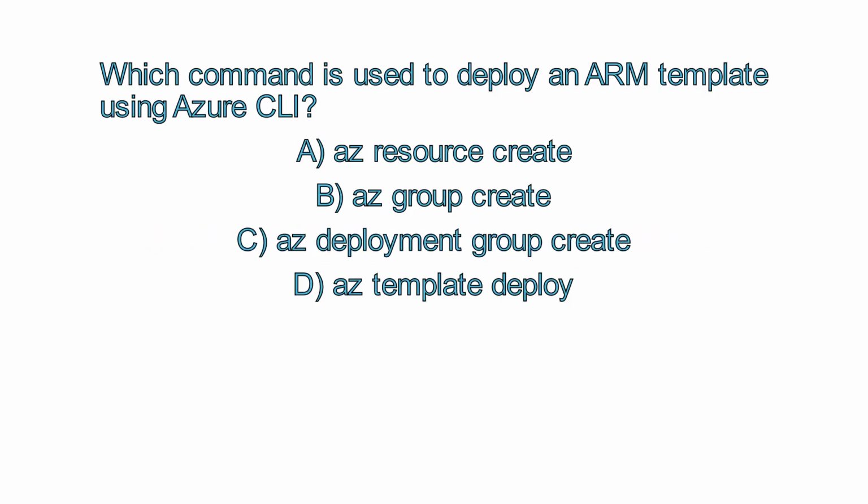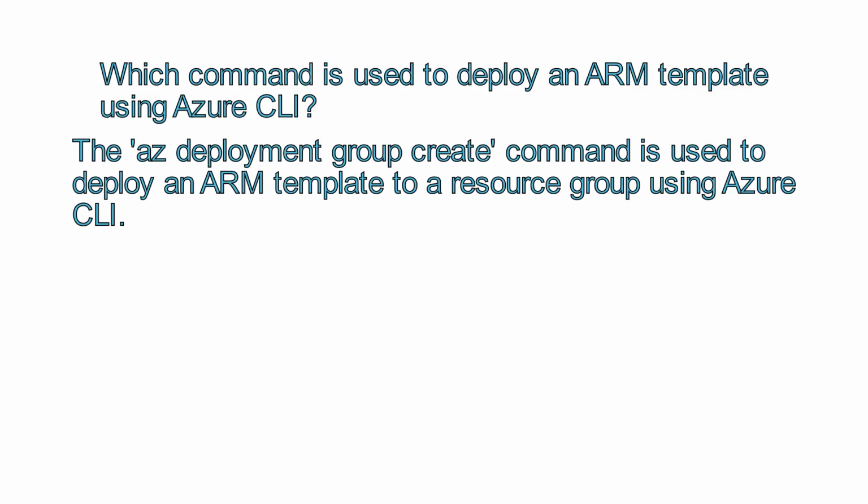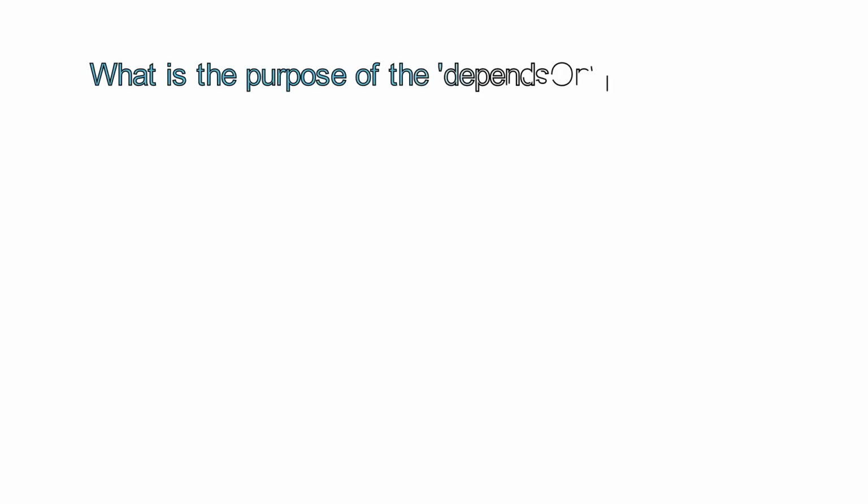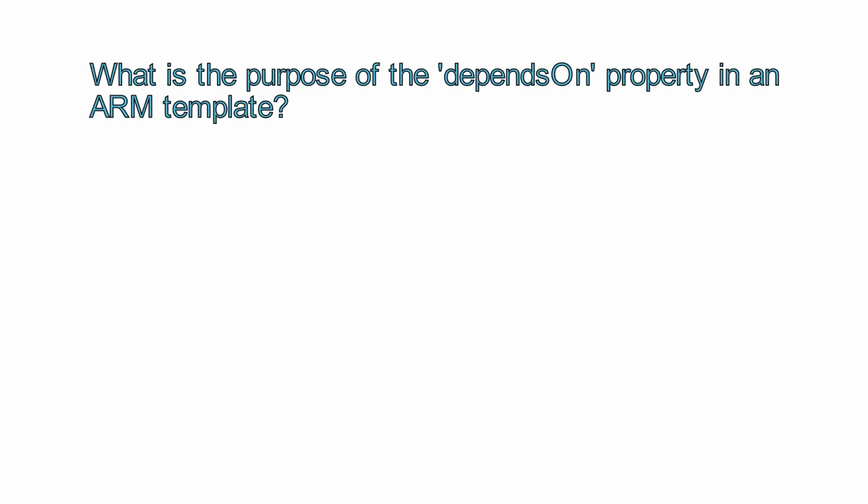La respuesta correcta es C. az deployment group create. The az deployment group create command is used to deploy an ARM template to a resource group using Azure CLI.